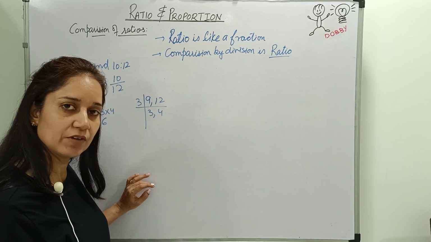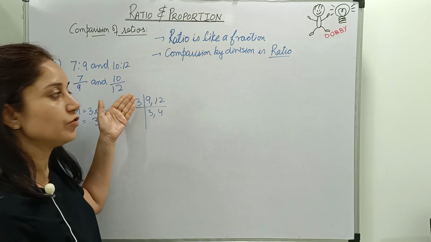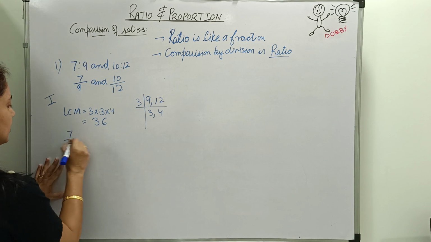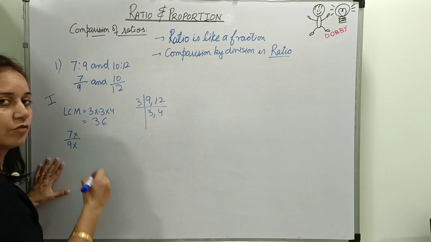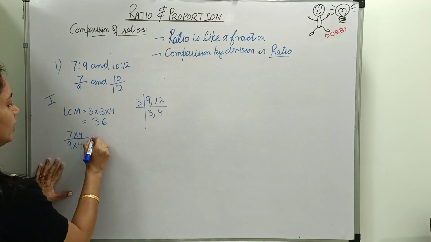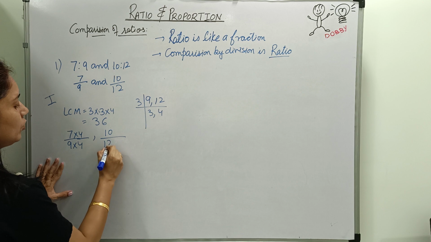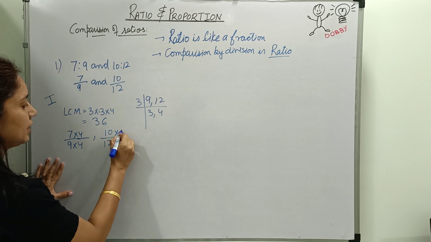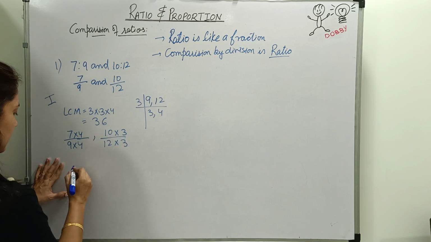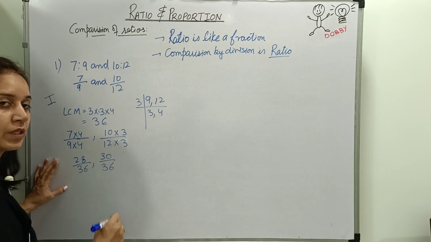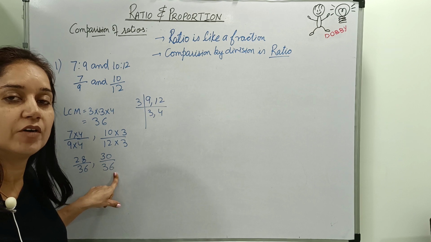Now let us make the given fractions, which were originally ratios, into like ones. 7/9 multiply by which number so that it becomes 36? Multiply by 4 gives us 36 denominator. Second is 10/12 multiply by 3 gives us 36. 12 3s are 36, 10 3s are 30. Let us write 7 4s are 28, 9 4s are 36, 10 3s are 30, 12 3s are 36. Both have turned into equivalent fractions.